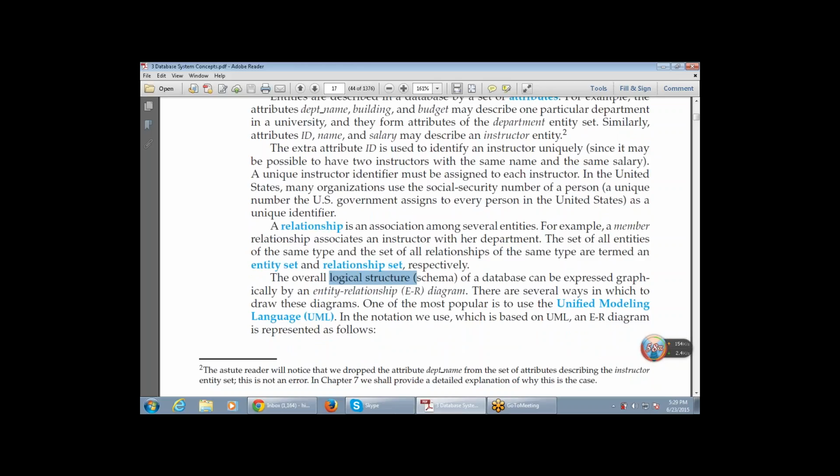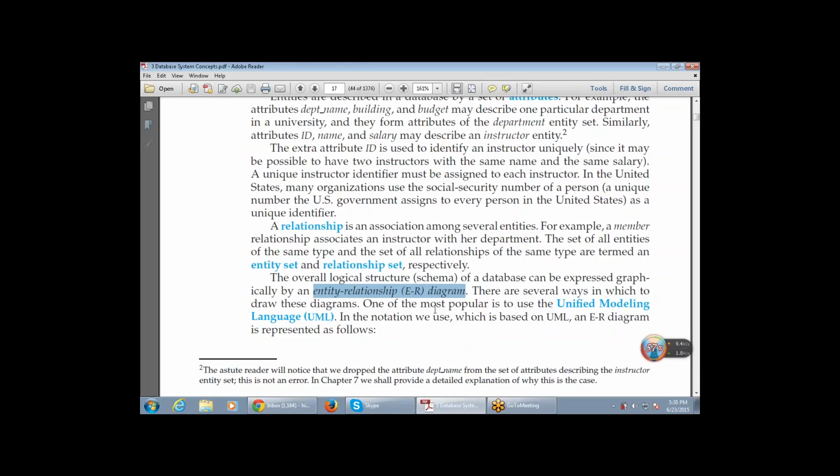The overall logical structure, that is, the schema of a database, can be expressed graphically by the ER diagram, that is, the entity relationship diagram. The schema is the overall design of a database. So there is a way by which we can express the database design graphically, by the ER model, that is, the entity relationship model.